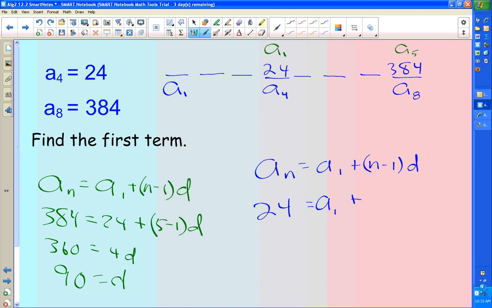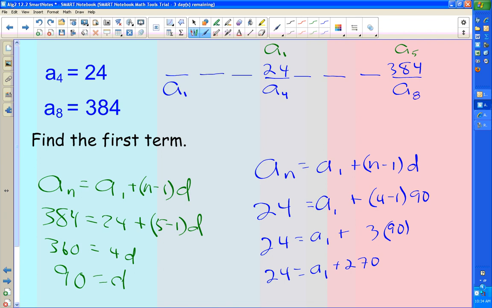For 24 in the real world, what's n? 4. Minus 1, and we already discovered what d is over here in the land of make-believe. That's 90. Now you're back to a basic algebra problem. Very basic. We're solving for a sub 1. 24 equals a sub 1 plus 3 times 90. 24 is equal to a sub 1 plus 270.